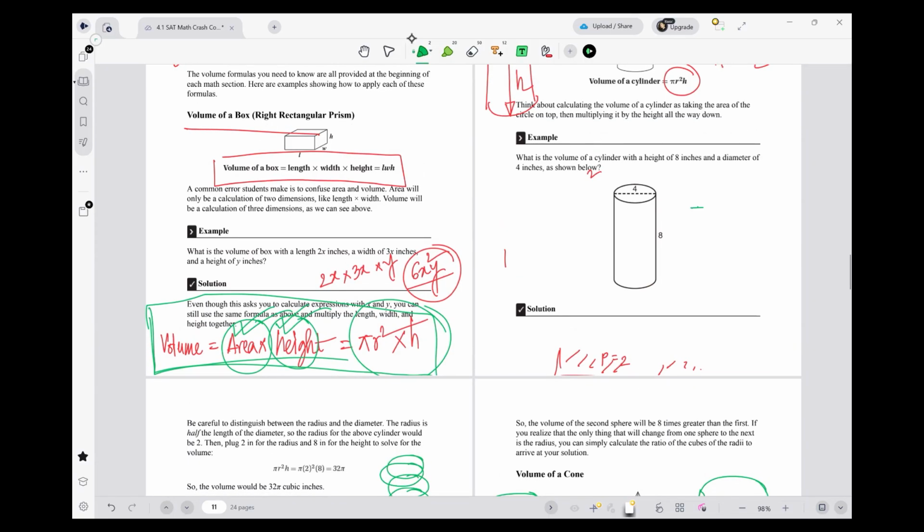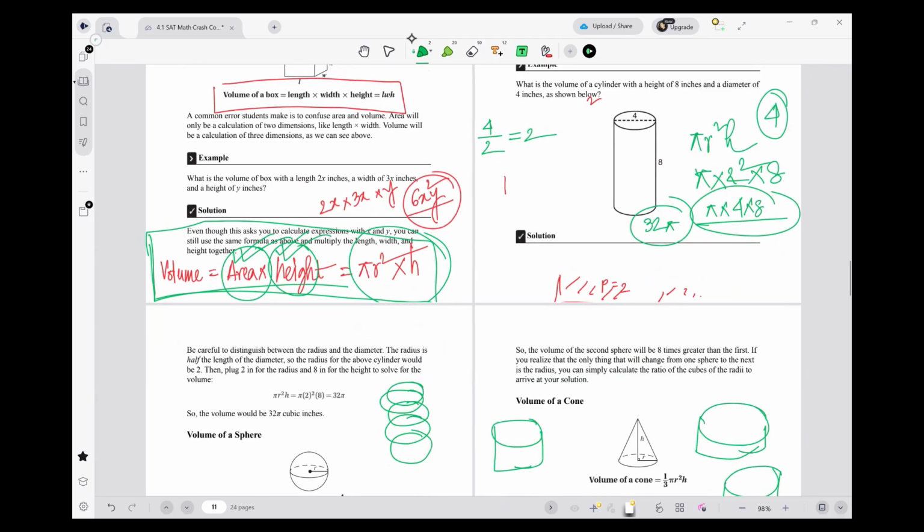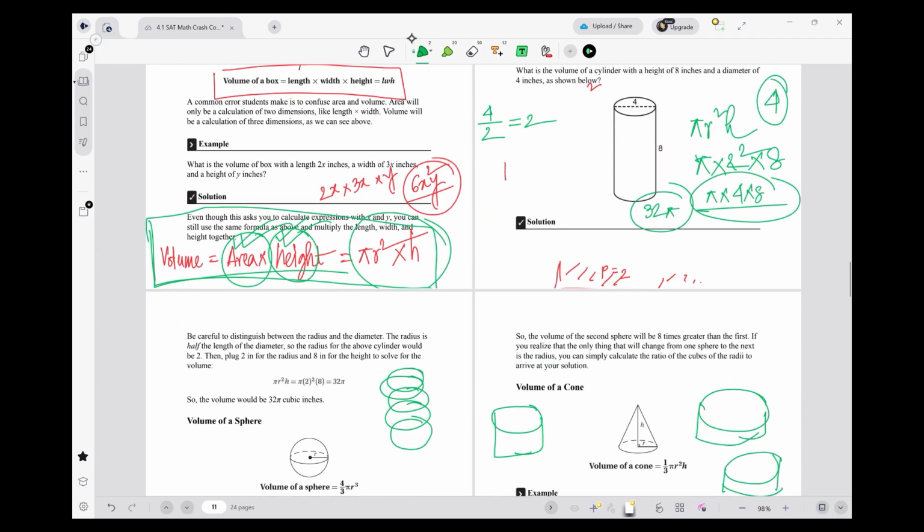That is pi r squared h. That is pi times r squared. The diameter is 4, so in order to calculate the radius, you just need to divide it by 2. And that will become 2 squared. And the height is 8, right? So 4 times 8 is 32, and that is 32 pi. You got it? Okay.